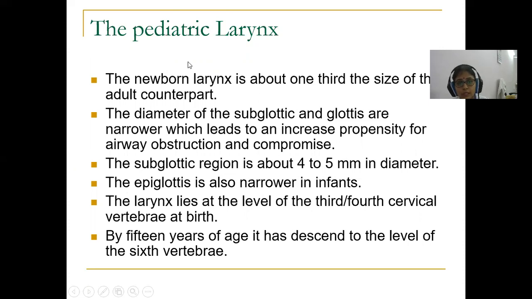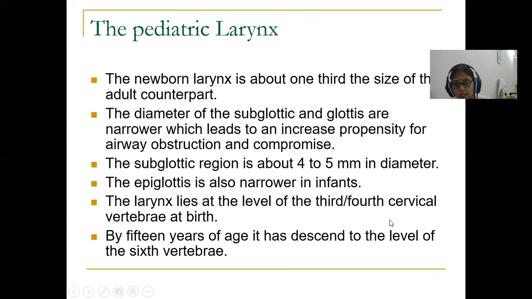Now coming to the anatomy of pediatric larynx. You all know the anatomy of pediatric larynx is different from adult. So the newborn larynx is about 1/3 the size of the adult counterpart. The diameter of subglottis and glottis are narrower, which leads to an increased propensity for airway obstruction and compromise. The subglottic region in pediatric larynx is about 4 to 5 millimeters in diameter. The epiglottis is also narrower in infants.